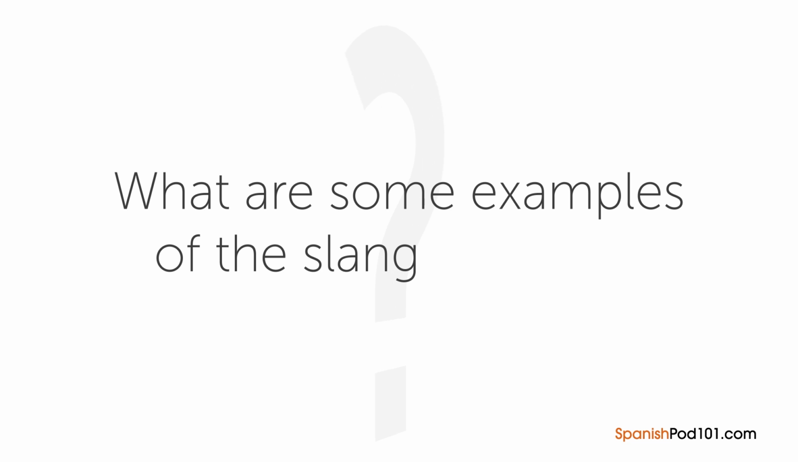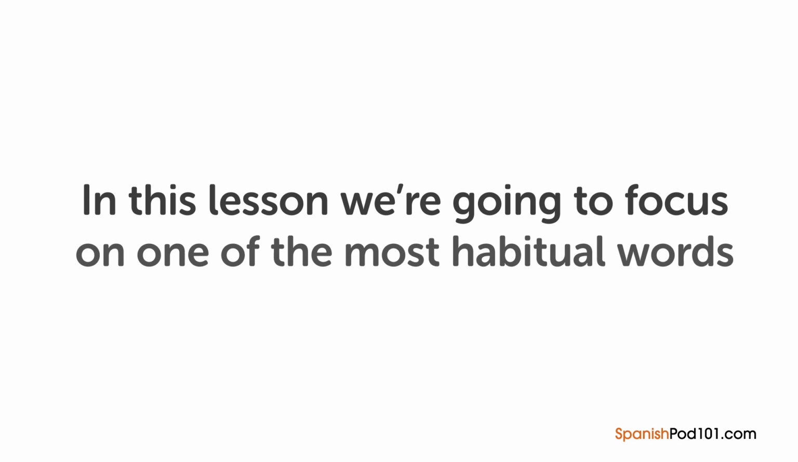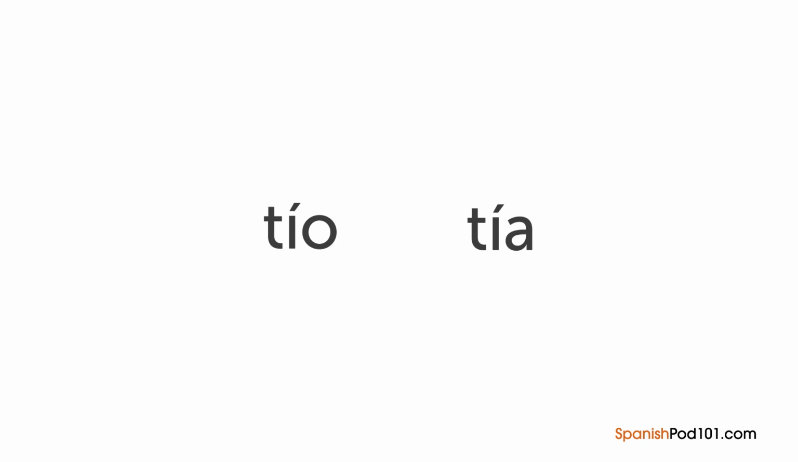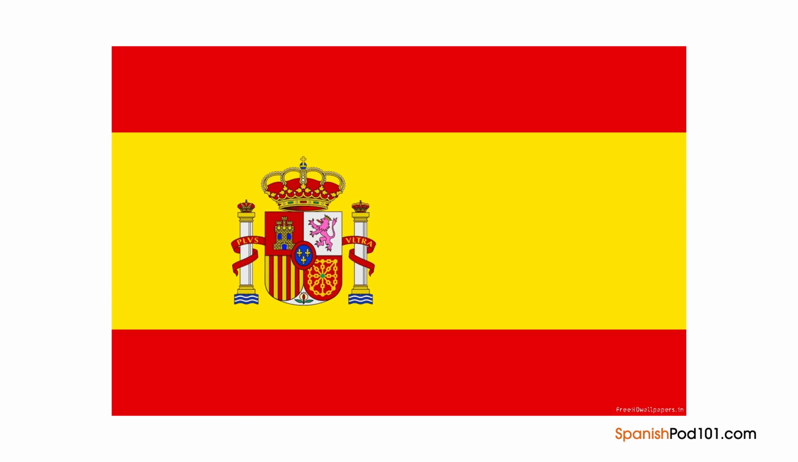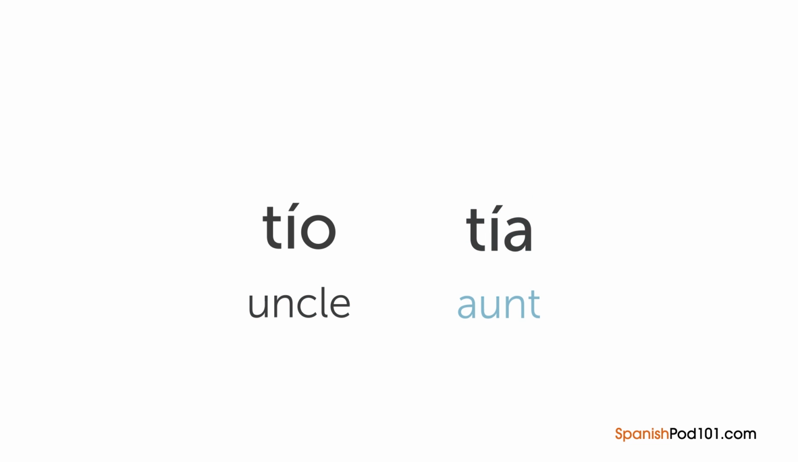The question for this lesson is: what are some examples of the slang tío and tía? In this lesson, we are going to focus on one of the most habitual words used in colloquial Spanish, the slang tío, which is masculine, and tía, which is feminine. You can hear tío and tía every day and almost anywhere if you're in Spain. The most standard use of tío is uncle, and for tía it's aunt.